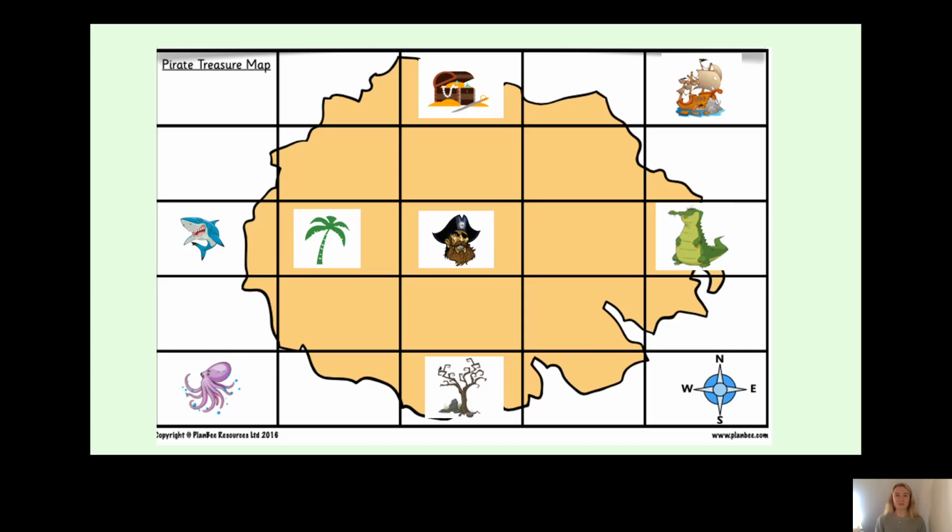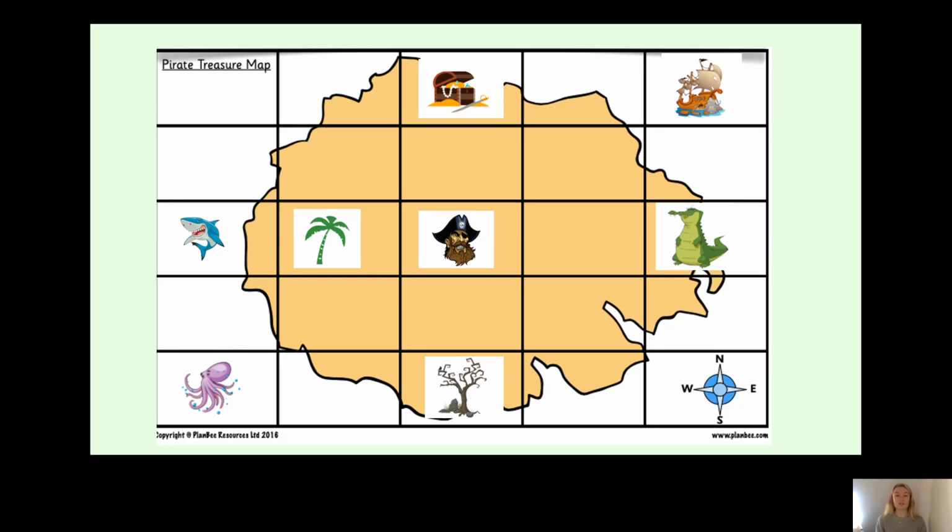Fantastic. Well done. What about if he was at the shark and he needed to get to the octopus? Tell the screen, what direction would he have to go in? Use the compass rose again. Yes, you're right. He'd have to go south to get to the octopus, wouldn't he? Fantastic, well done. Now, because you're so good at this, we're going to make it a little bit harder.